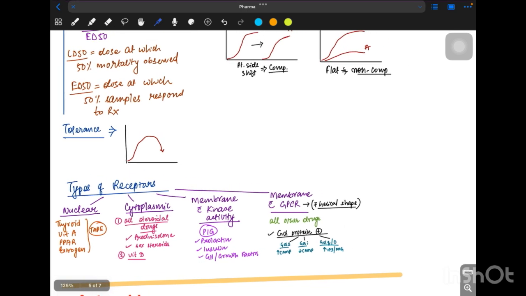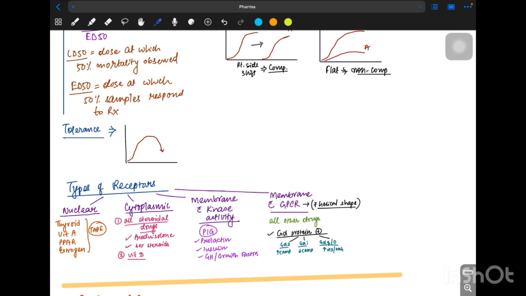Now coming to various types of receptors. So receptors we can divide into nuclear receptors, cytoplasmic receptors, membrane receptors associated with kinase activity, and the last one is membrane receptors associated with G protein coupled receptor, GPCR. So these are the four types of receptors.